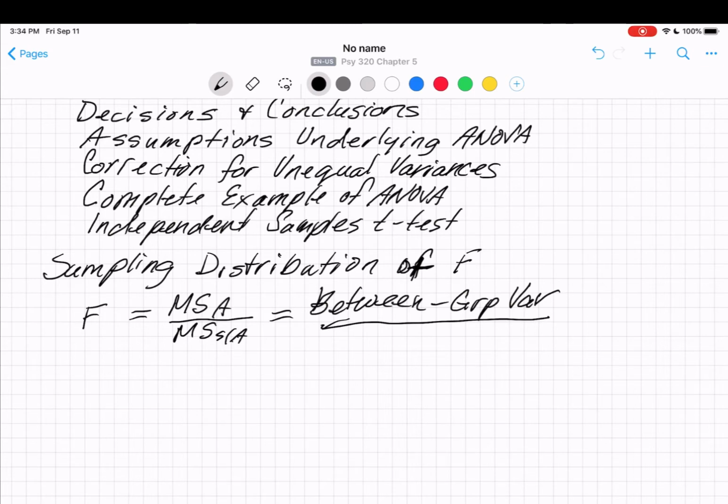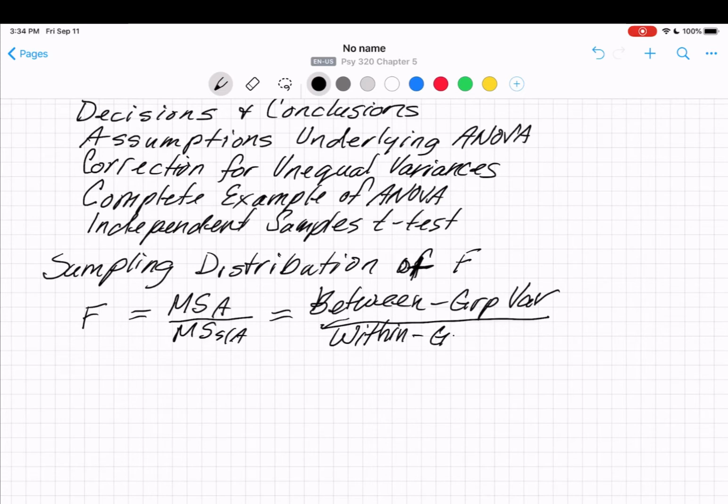Mean square S over A is our measure of within group variability. And it is just a measure of chance factors or experimental error, because it's just looking at how people's scores within a single group, that everyone received the same treatment, yet they don't have identical scores. So it's looking at that variability. Okay.